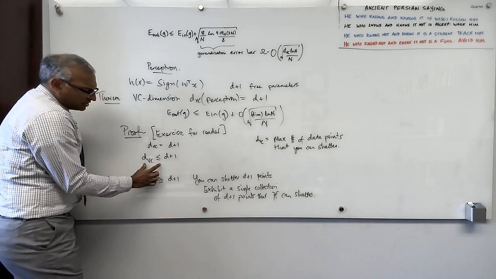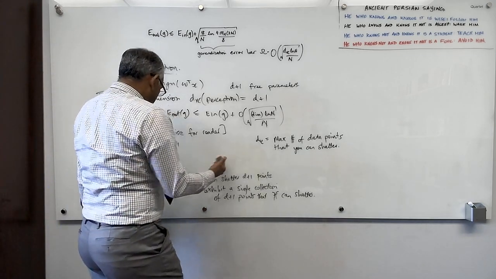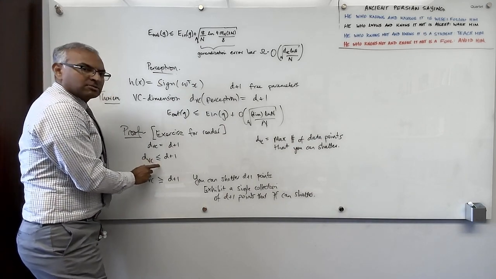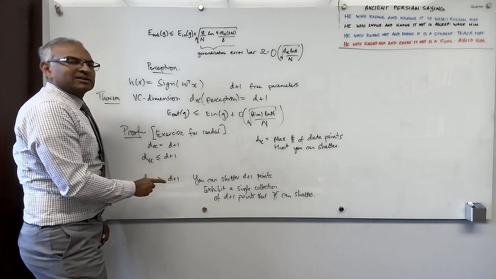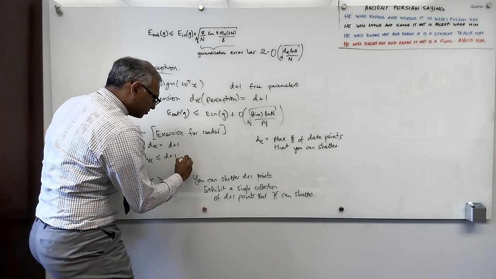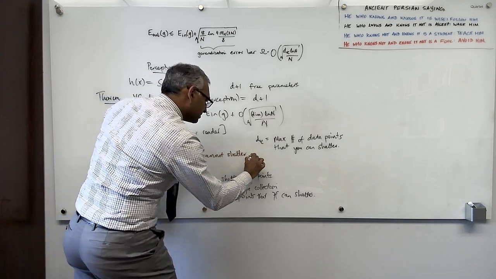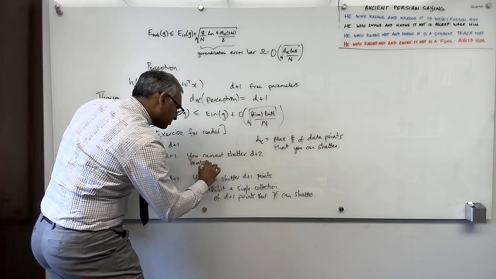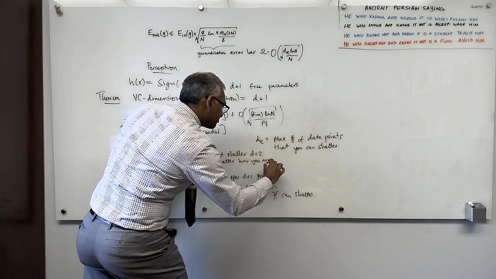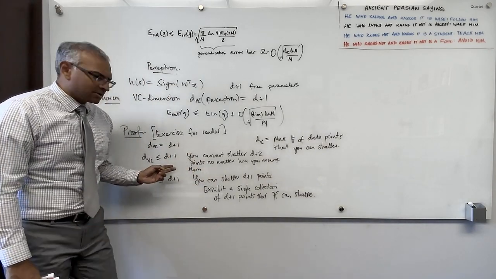Okay. Now, what about showing that the VC dimension is at most D plus 1? Remember, the DVC is the maximum number of data points that you can shatter. So we're claiming that the maximum number of data points that you can shatter is at most D plus 1. Well, what does that say about D plus 2 points? It says that D plus 2 points cannot be shattered no matter how you arrange them. That's what it means. And so in order to show this is tough.